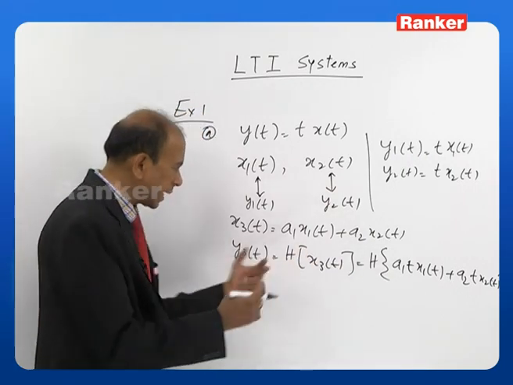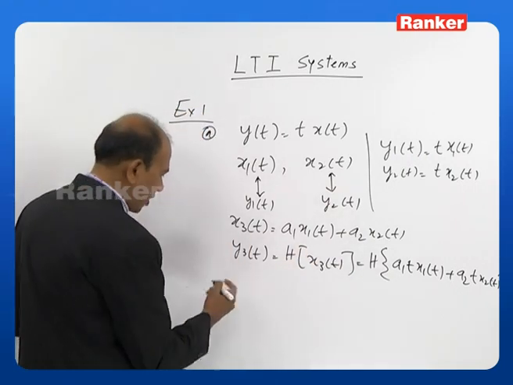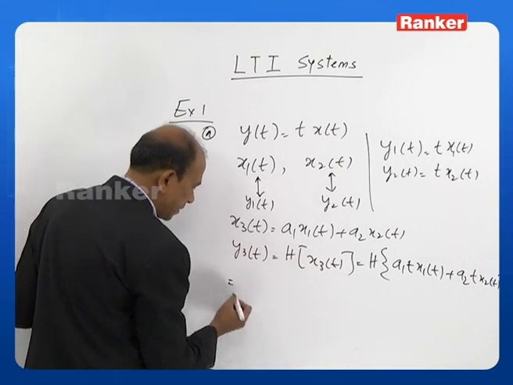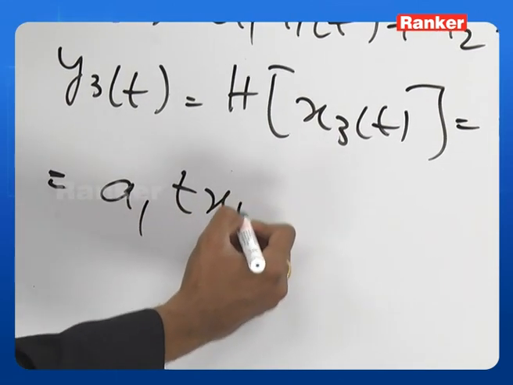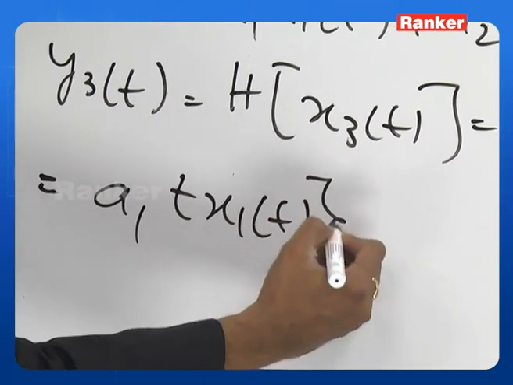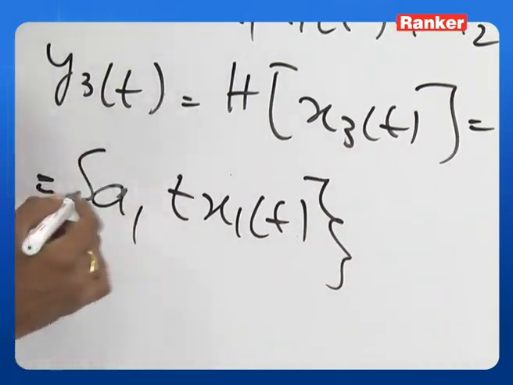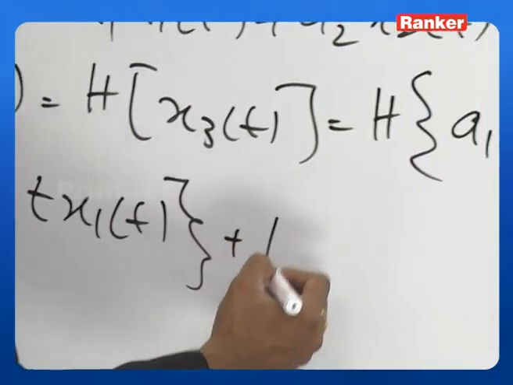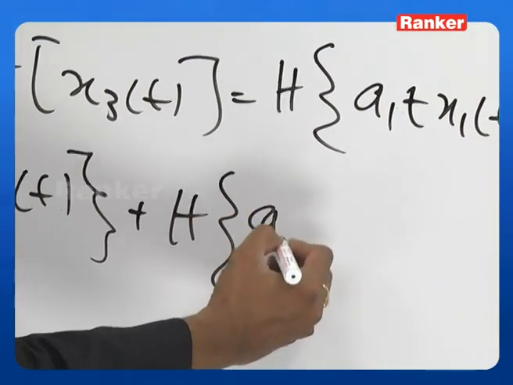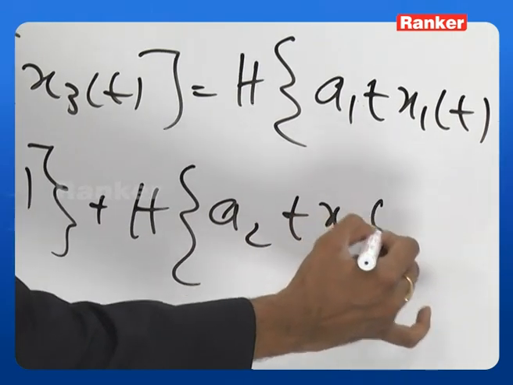So, what I will do is I can break this into two parts. I will write this as h of a1 x1 of t. Here, h means the system function which you are putting in. The second one is h of a2 x2 of t.